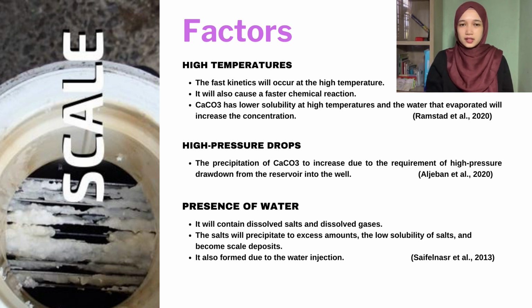It is because, first, of the high temperatures. The fast kinetics will occur due to the high temperature and also a faster chemical reaction. Chemical reactions such as carbon dioxide release, pH change, and precipitation will react faster and cause turbulent flow. Calcium carbonate has lower solubility at high temperatures, and the water that evaporates will increase the formation. Next, it is because of the high pressure drops, which cause the precipitation of calcium carbonate to increase due to the requirement of high pressure drawdown from the reservoir into the well.